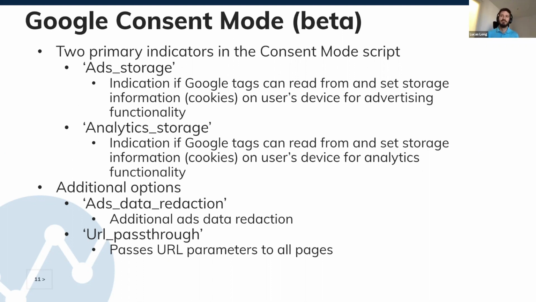ways shortly. There are some additional options. I mentioned the additional indicators that can be used within GTM. The Google tags today just read from these two. There are also some additional options for ads data redaction, so the tag will modify its behavior even more. It will redact some query string information from hits that are being sent when this is enabled. And then URL pass-throughs, which has been available within Google tags for a while, you can also set this option within the consent mode indication.